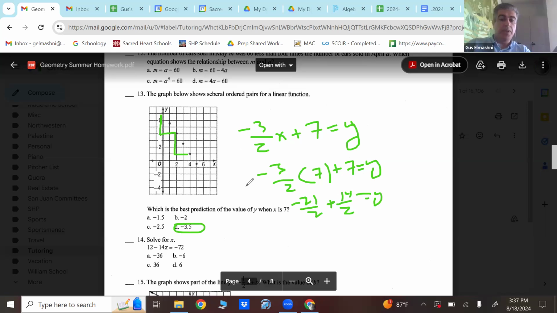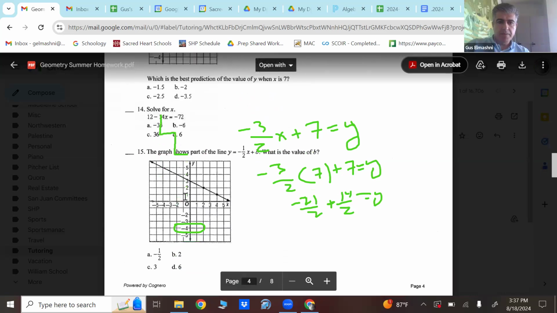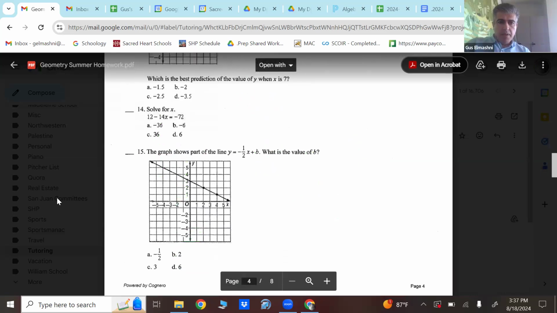Yeah, so you have to find the equation of the line, which I did by finding the slope and the y-intercept, and then plugging in 7 for X. And it's a lot to do.